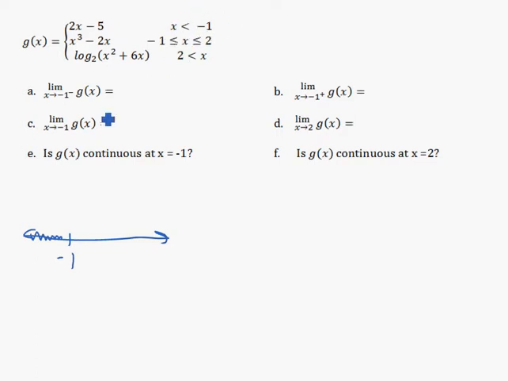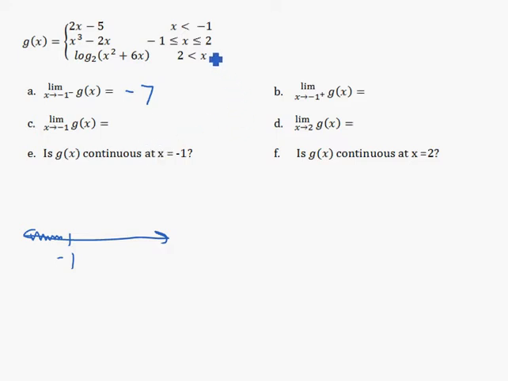And as x approaches -1 from the left, well, we're on this graph. So any value less than -1, if I want to know what g is there, I plug it into 2x minus 5. Which means as x approaches -1 from the left, g of x is approaching what 2x minus 5 equals. And that is -7.